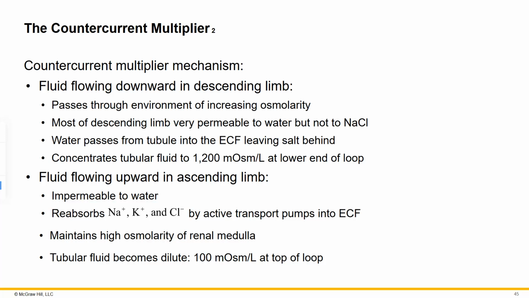Fluid flowing downward in the descending limb passes through an environment of increasing osmolarity. Most of the descending limb is very permeable to water, but not to salt. Water passes from the tubule into the extracellular fluid, leaving salt behind. This concentrates tubular fluid to a higher amount at the lower end of the loop. The ascending limb is impermeable to water and reabsorbs only the ions by active transport pumps into the extracellular fluid. This maintains high osmolarity of the renal medulla. Tubular fluid becomes more dilute at the top of the loop.